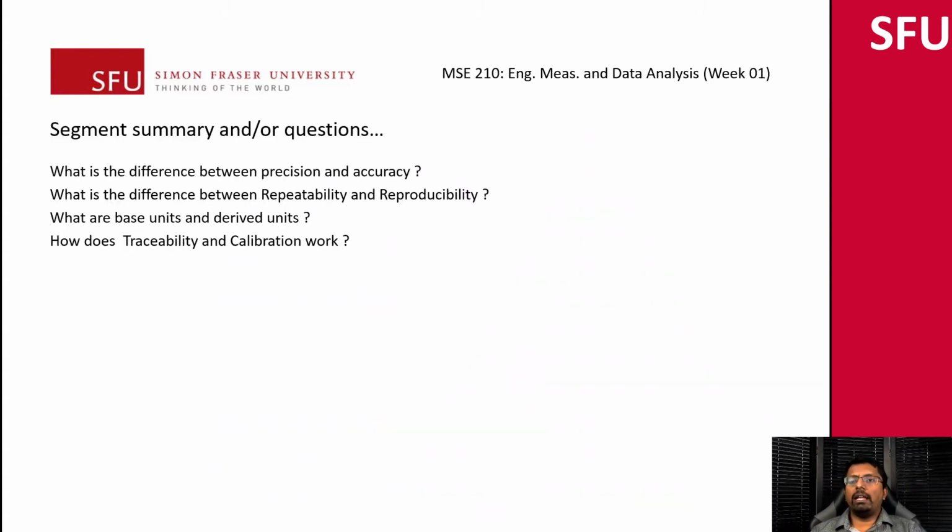So very quickly, what we covered in this segment was looking at the difference between precision and accuracy. You should be able to answer what the difference between repeatability and reproducibility is, and what they actually refer to. Then we talked about base units and derived units, and you should be able to answer how traceability and calibration work.